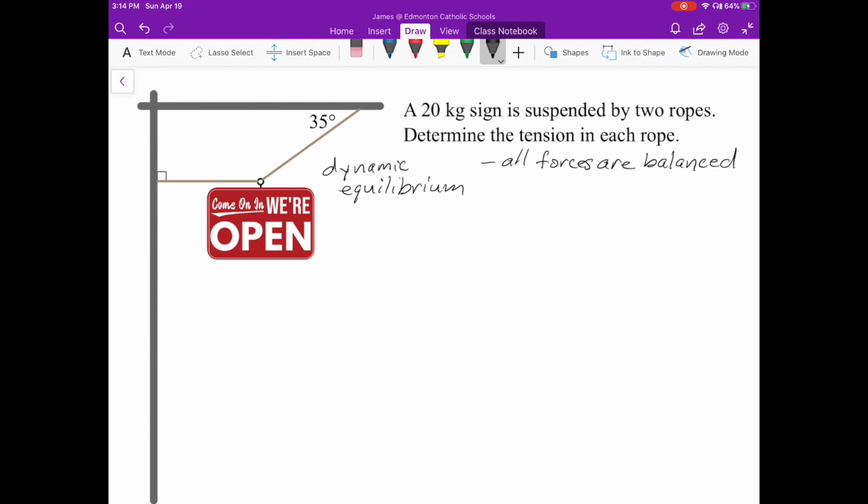So let's see. Well, we know for sure that gravity is going to be pulling down on this sign. So what we're going to do is calculate the weight of the sign, because when we do that, here's what our free body diagram is going to look like again.